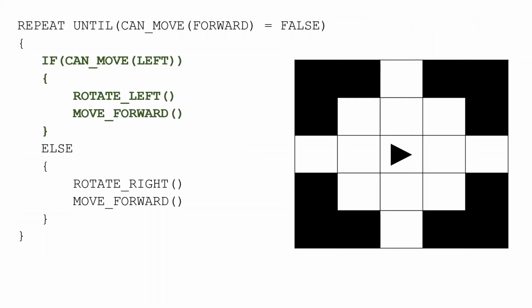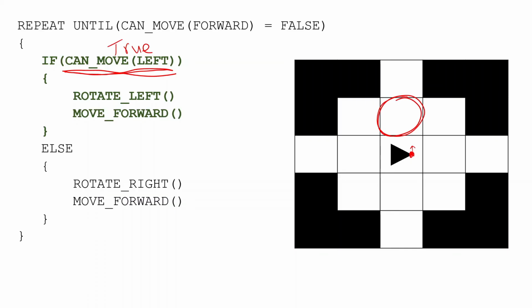So what am I going to repeat? Well, I'm going to ask a question in here. My if statement. If I can move left. So right now I'm facing to the right. Can I move left? Okay. So left would be this direction. Can I move here? Yes.